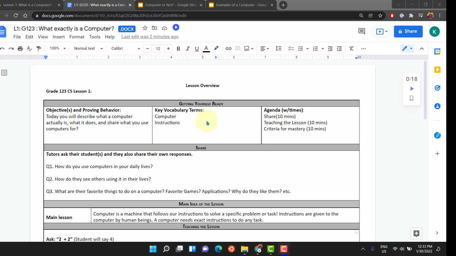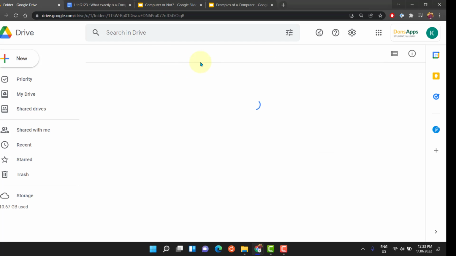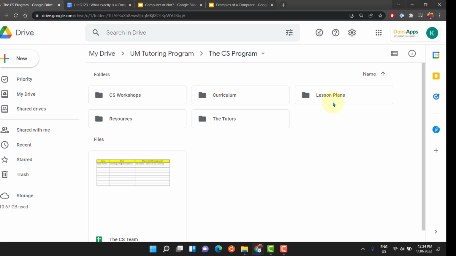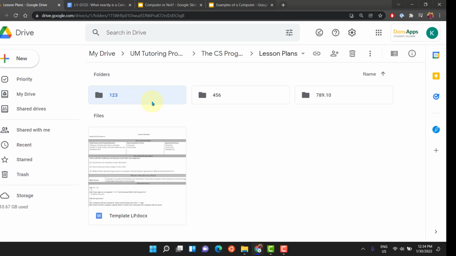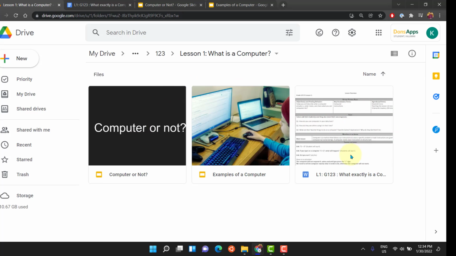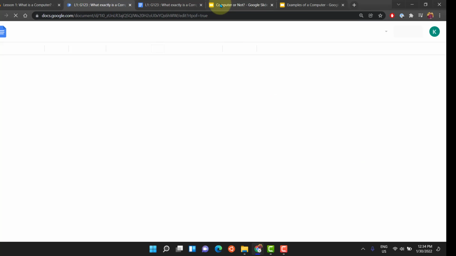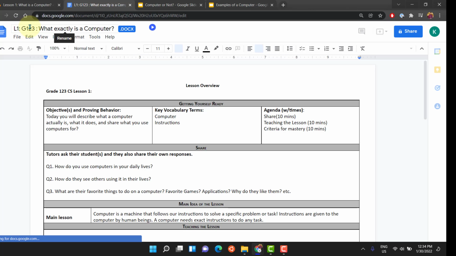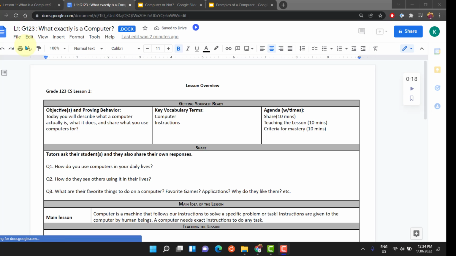Now we're going to go over the lesson plan for this lesson, what exactly is a computer. You can find the lesson plan in the computer science program folder. You will go to the lesson plans, 1, 2, 3, and what is a computer, and then you will go to this document, what exactly is a computer. The naming convention I have for this document is L1, which means lesson 1, and G123 means grades 1 to 3, and then the title of the lesson, which is what exactly is a computer.